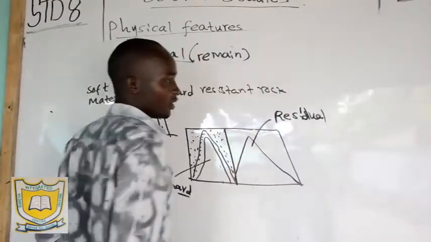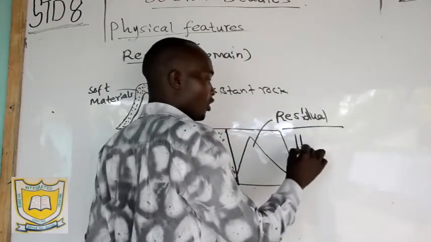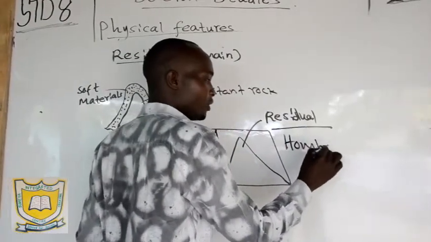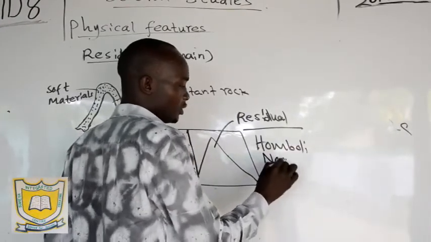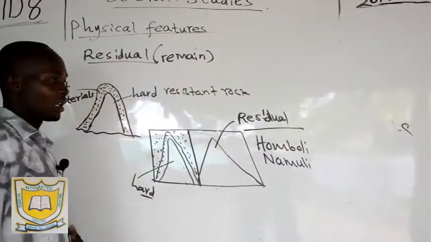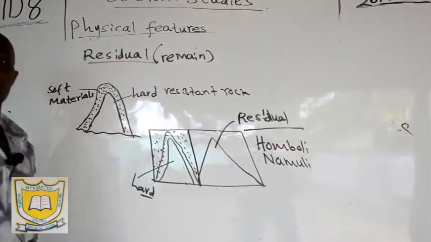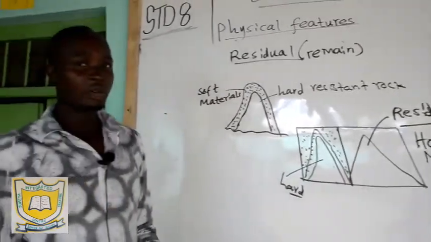Residual mountain. In Africa, for example, we have what we call Homboli Mountain, then we have Namuli. One of them is found in Mozambique, another one is found in Mali. So these are examples of residual mountains in Africa.